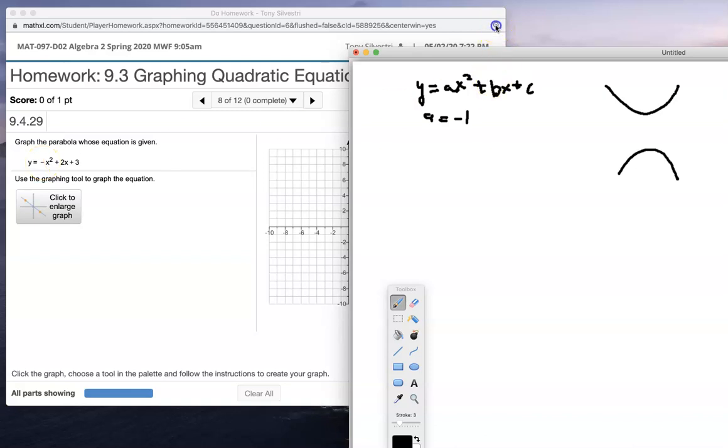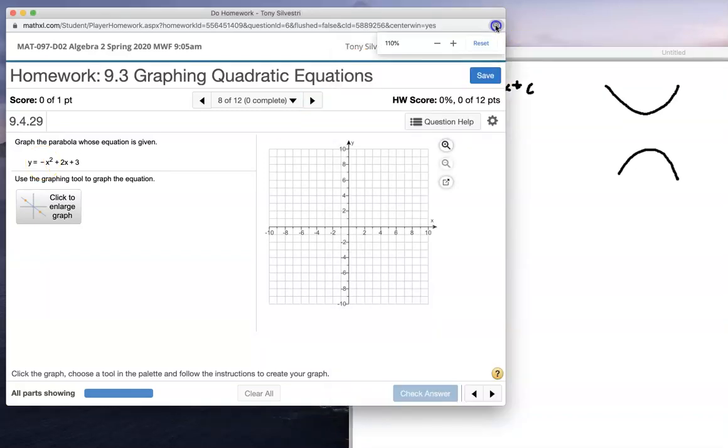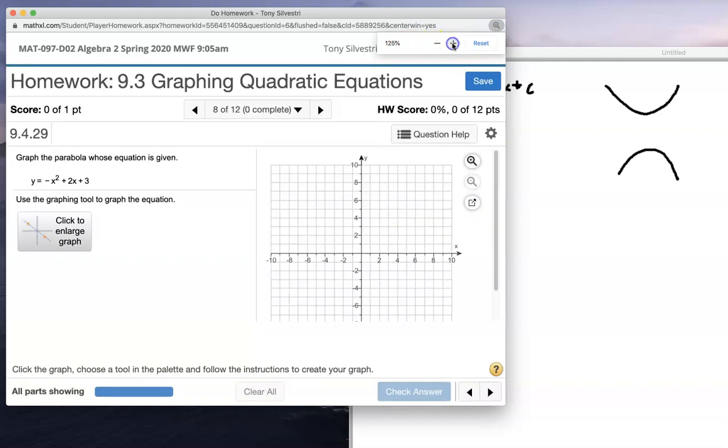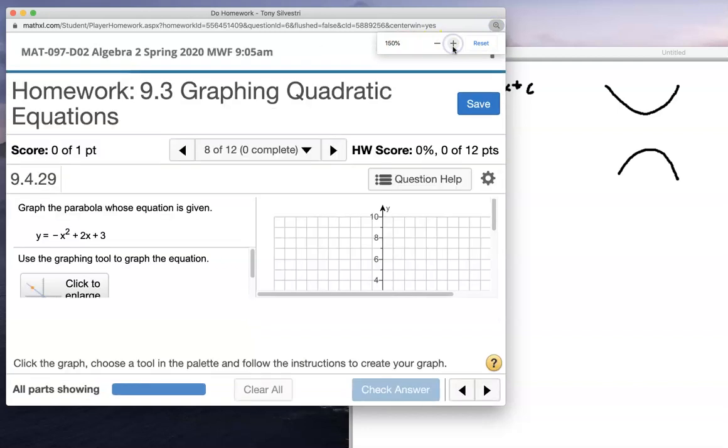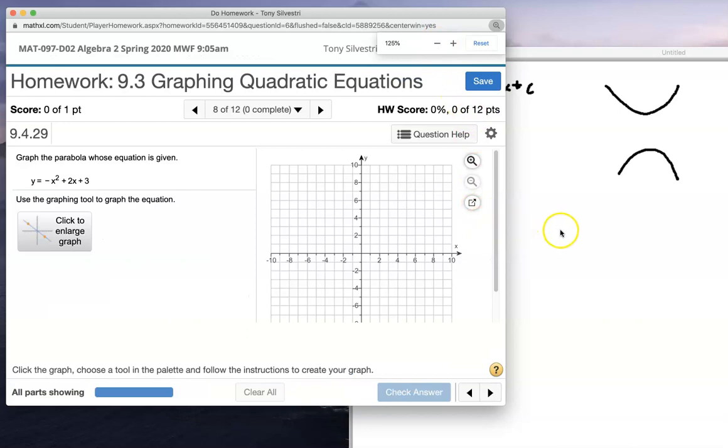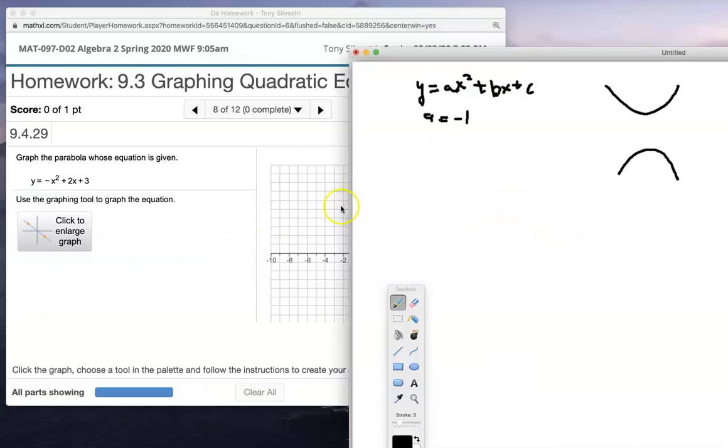Let me make it a little bit bigger so you could see it. Okay, that's too big. So A is -1, B is 2, and C is 3.